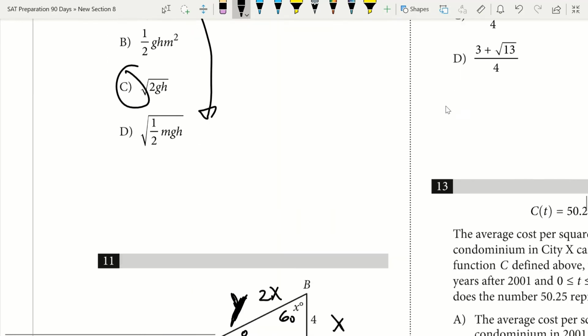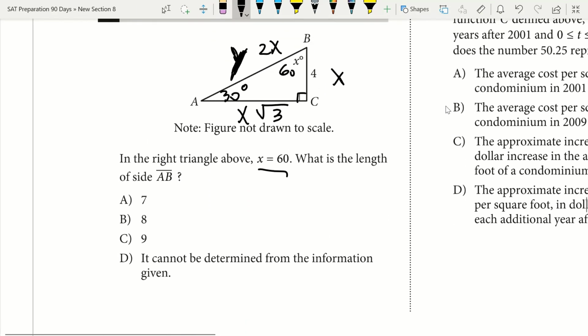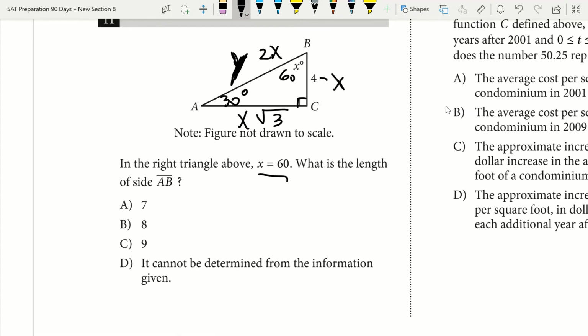All right, so let's get back down here. We've got question 11. If I know that my x is equal to 4, then I know my 2x is going to have to equal 2 times that 4, so that's going to equal 8. So that tells me the length of side AB has to be 8.